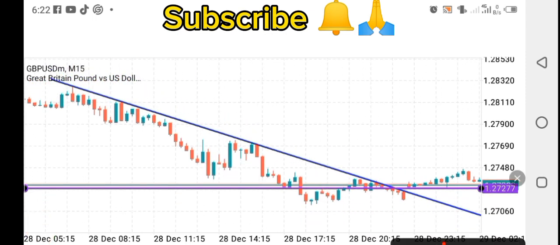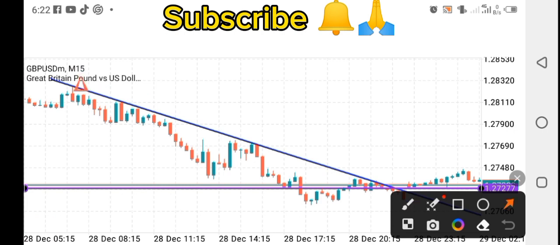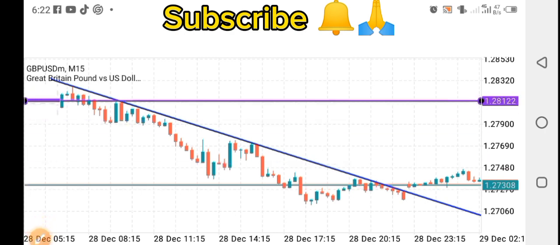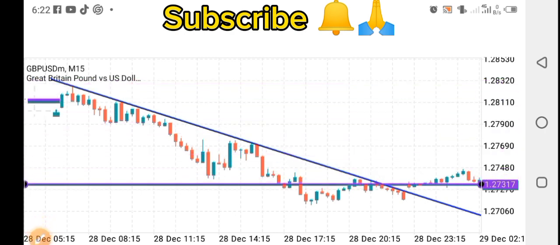Okay, so this is the first touch. Oh, excuse me. So this is the first touch right here. We have a second touch here and a third touch right here. So the trend line is confirmed to be a good one. Now the next thing you're going to need is a horizontal line like this one that I'm moving right here.